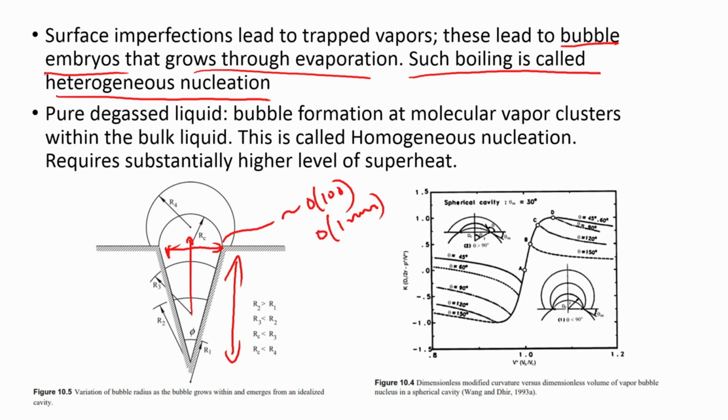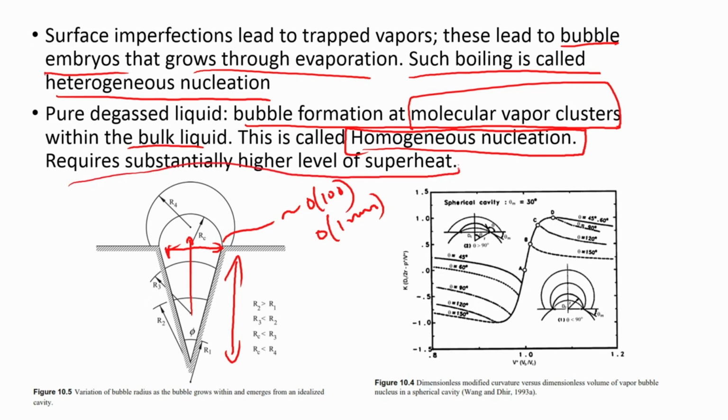In homogeneous nucleation, say you are dealing with a pure degassed liquid. Bubble formation in those cases happens at the molecular vapor clusters within the bulk liquid. This is called homogeneous nucleation. That means there is no surface involved, but this requires a substantially higher level of superheat, which we already said, the degree of superheat can be almost as high as the critical temperature. So, the degree of superheat is very important in those cases.